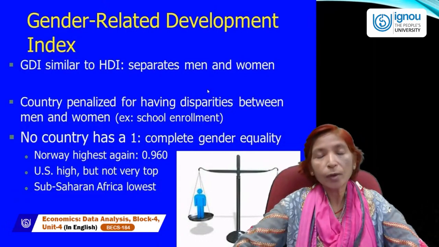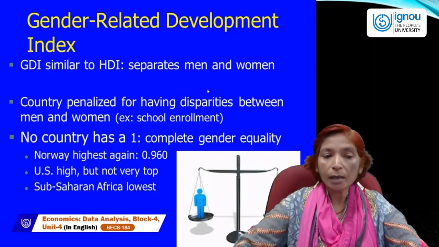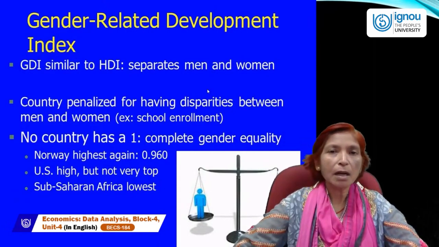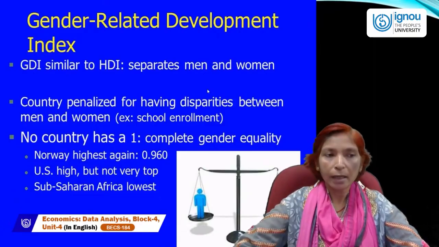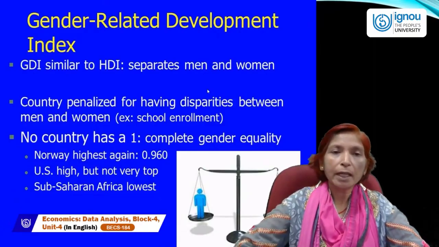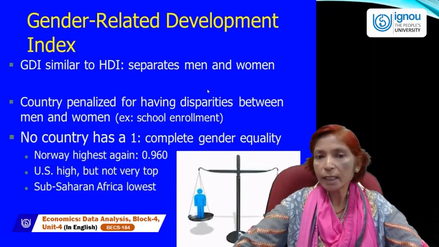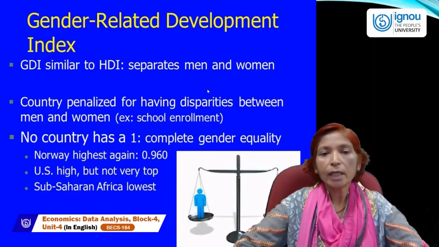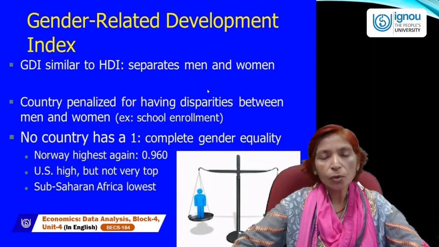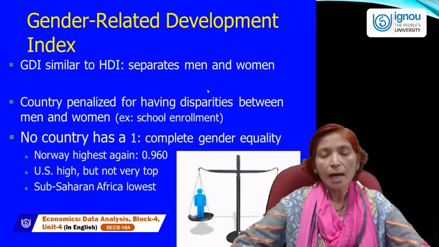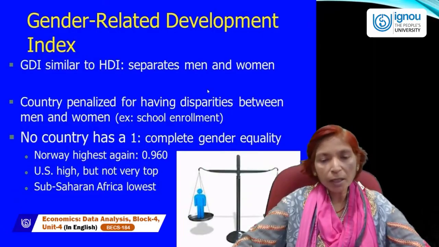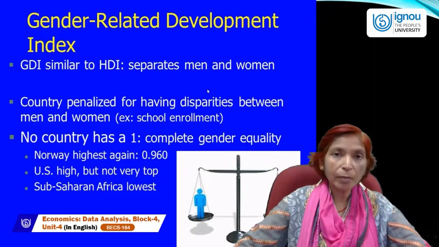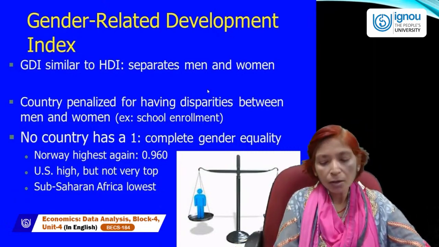Norway is the highest at 0.960, and the US is high but not at the very top, and the condition of sub-Saharan Africa is very poor, the lowest in this gender related development index. So this gender development index is generally similar to HDI, but it separates only the male and female ratio, and it estimates whether there is perfect equality between male and female, or inequality between male and female, or in gender.